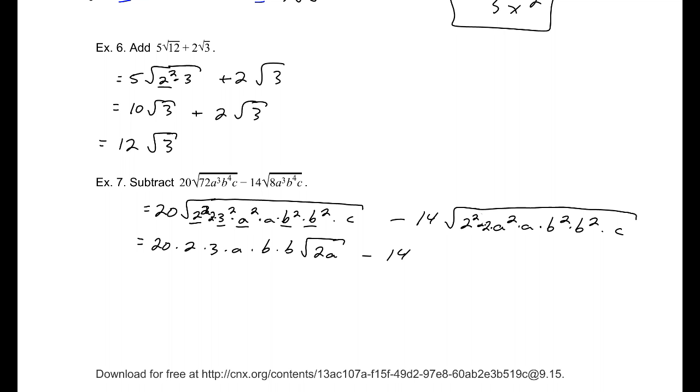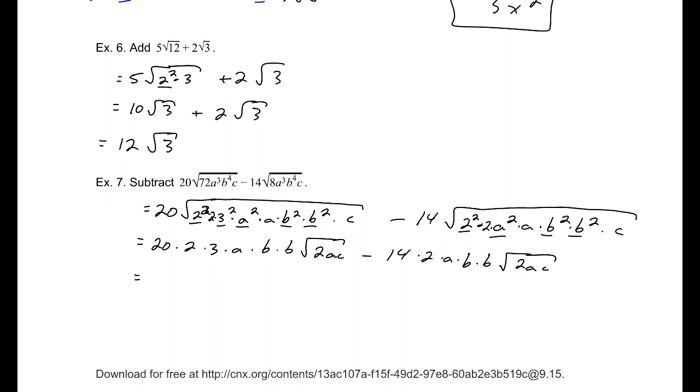2 squared times 2. Okay. So we'll bring out a 2, an a, b times b, square root of 2ac. Oh, I left off a c over here. All right, so those two actually have the same radicand. We'll still want to simplify a little bit more.